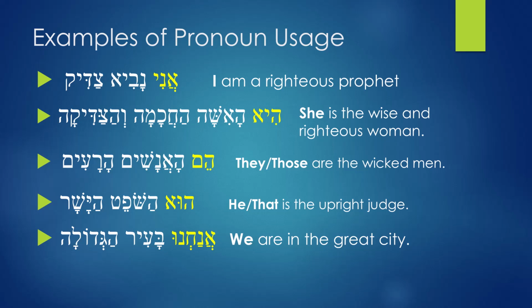Haisha has two things: the definite article ha, and isha, which means woman, the woman. And then you have Hachama. Hachama has two things: the definite article ha and chama, which means wise.